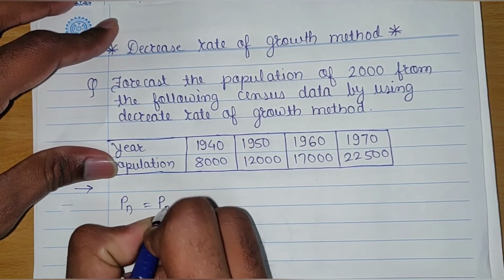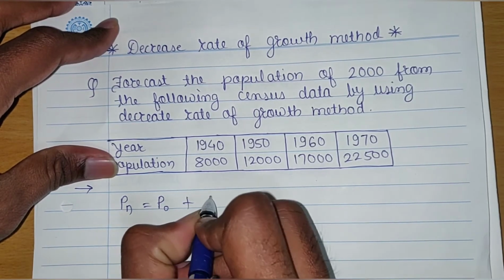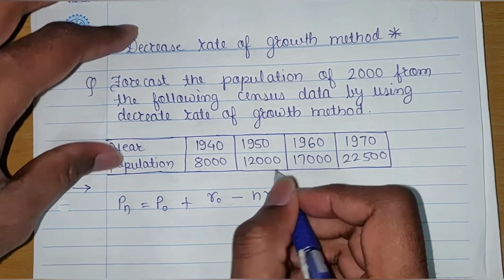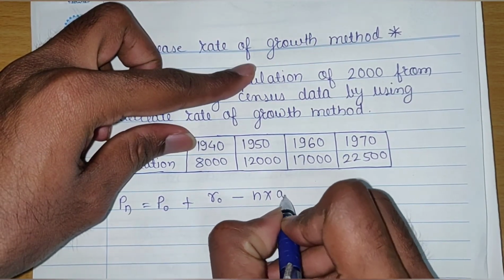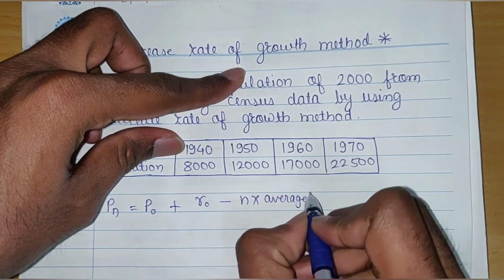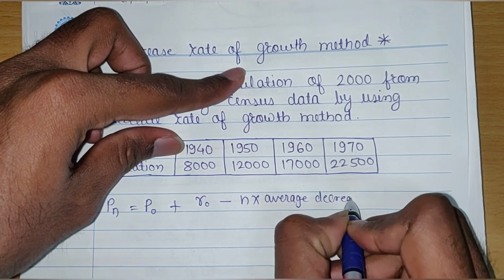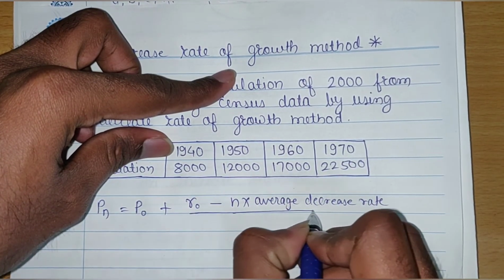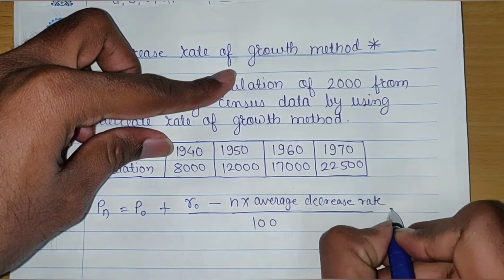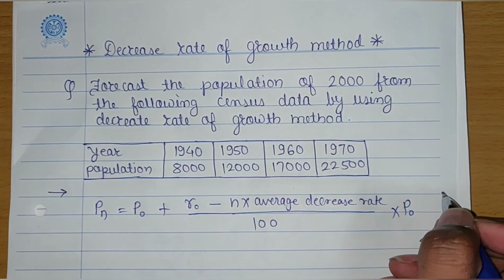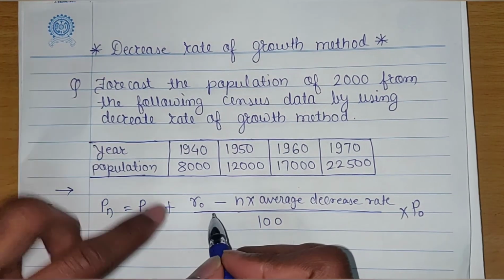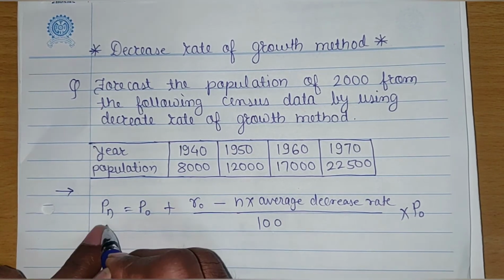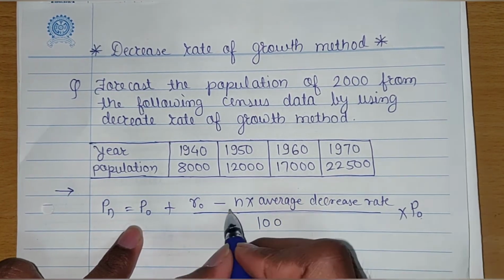Pn is equal to P naught plus (R naught minus N) into average decrease rate upon 100 into P naught. This is the formula for the decrease rate of growth method. Where Pn, P naught and N, the number of decades, you know these values.